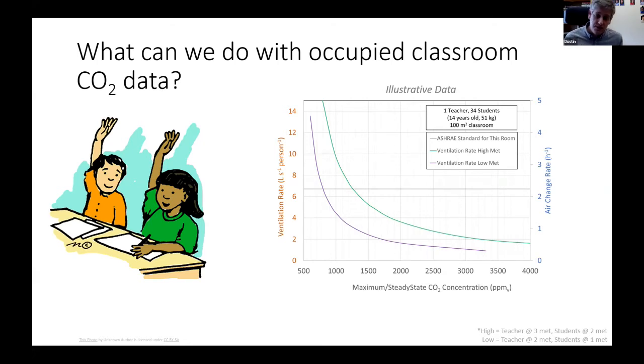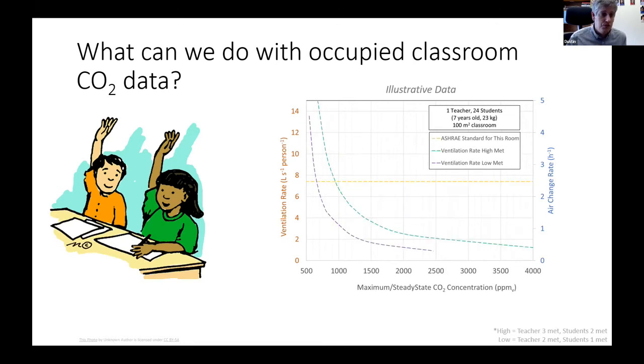And you can notice that the current ASHRAE requirement here in the US is that they should have 6.7 liters per second per person of ventilation. And you can see that the maximum CO2 concentration for those two different MET rates could be anywhere from 800 to 1250 ppm, depending on the activity level of the occupants. We can do the same thing for 24 7-year-old students in a 100-meter square classroom. In this case, if the room was operating at the ASHRAE requirement of 7.4 liters per second per person, the maximum CO2 concentration could be anywhere from 685 to 950 ppm, depending on the activity level of the students.